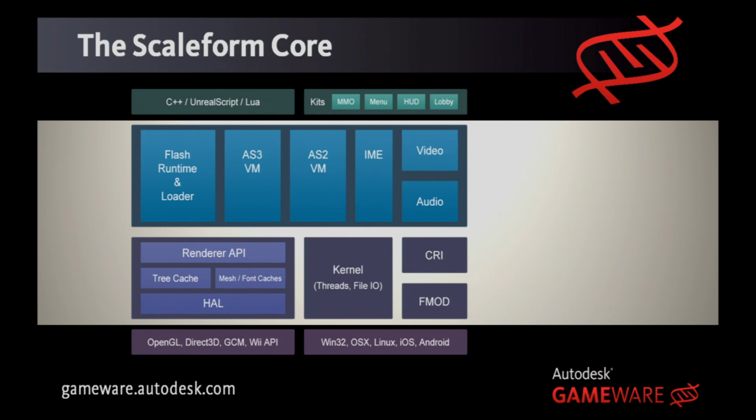So we provide ActionScript 3 and ActionScript 2 virtual machines. Now again, ActionScript 3 is only in Scaleform 4, and so you guys don't have access to that yet, but very soon it will be coming to UDK. Now the virtual machines basically interpret the bytecode. So ActionScript is an interpreted language, so that's essentially what the virtual machines do, is interpret that code, which does what it does. Now we provide OpenGL, Direct3D, GCM, and Wii API renderers.